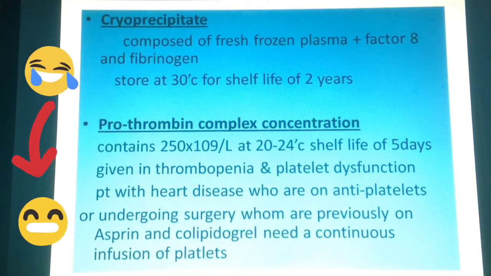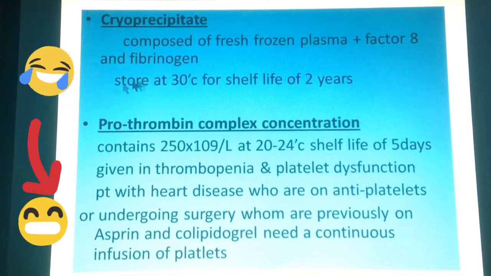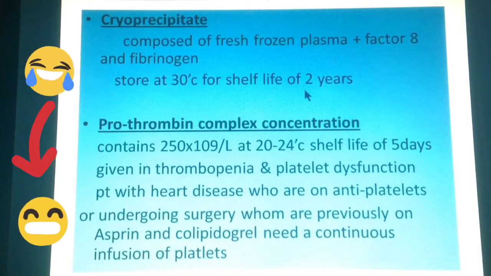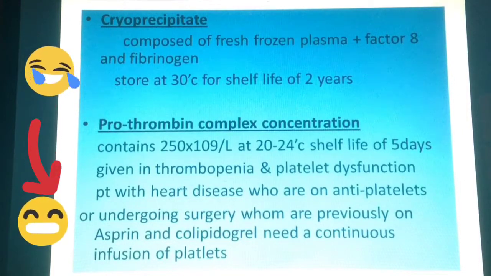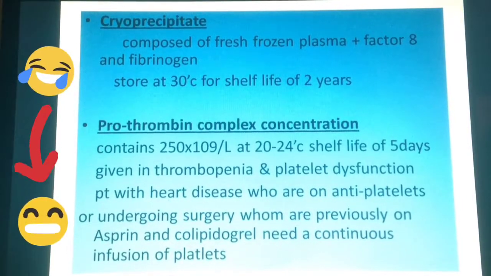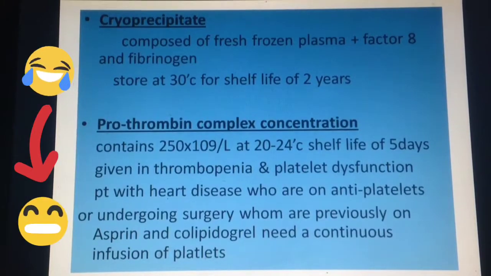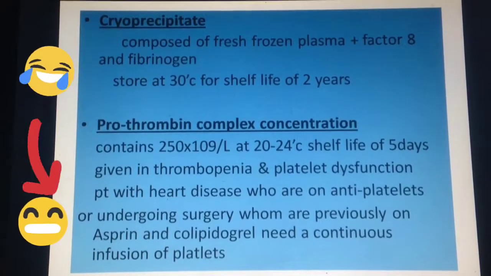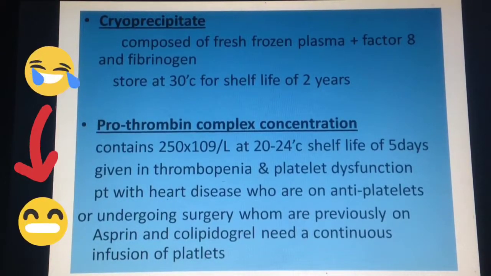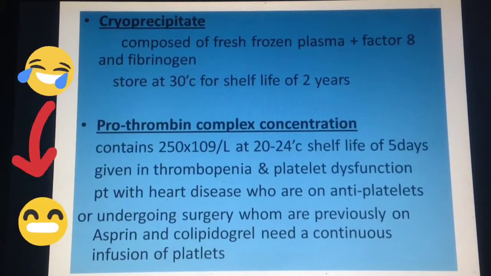We can also give the patient cryoprecipitates, which consists of fresh frozen plasma along with factor 8, which is a coagulating protein, and fibrinogen. This is stored at minus 30 degrees, which increases the shelf life to about 2 years. Then we have platelet concentrate, which contains approximately 250 multiplied by 10 power 9 per liter at 20 to 24 degrees centigrade. This increases the shelf life up to 5 days.